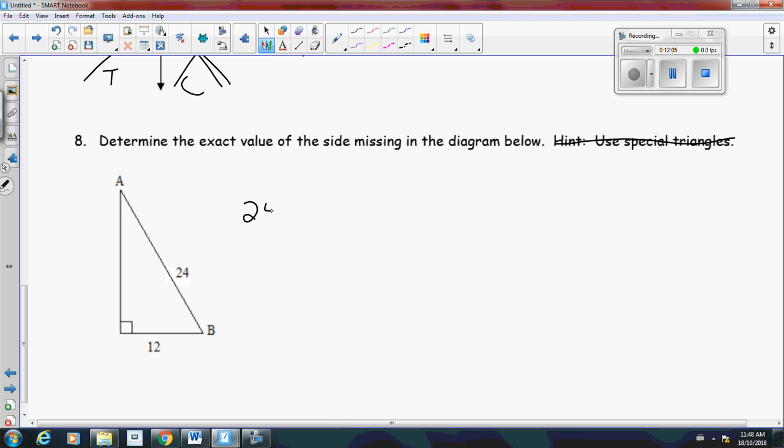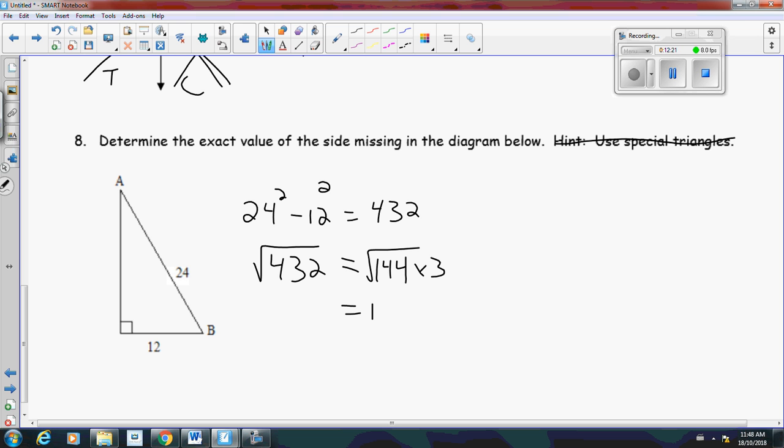So we can go 24 squared minus 12 squared. This gives us 432. So I then need to square root 432. I am going to simplify this radical. 432 is 144 times 3. So this is 12 root 3.